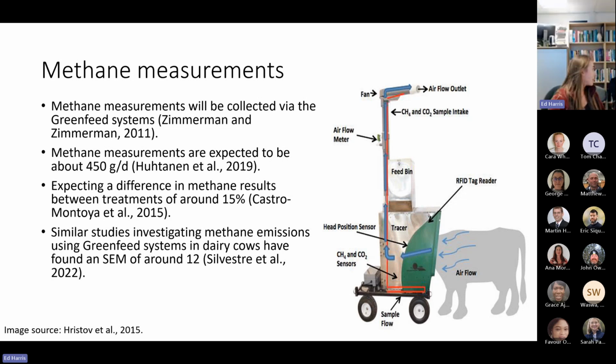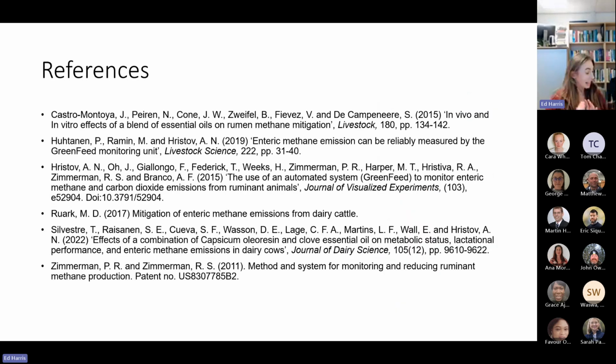And this is the information that we came to Ed with, to try and work out how many cows we would statistically need to get the methane samples from for it to be statistically valid. And I think that's my last slide.